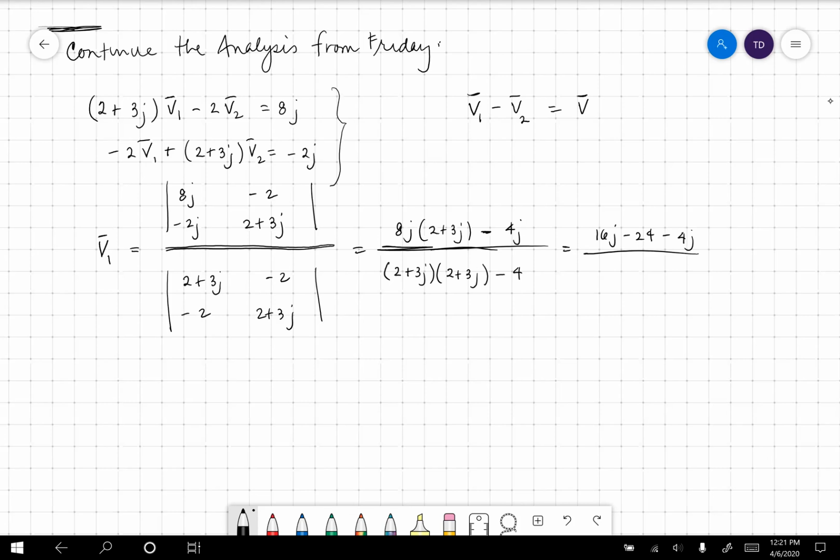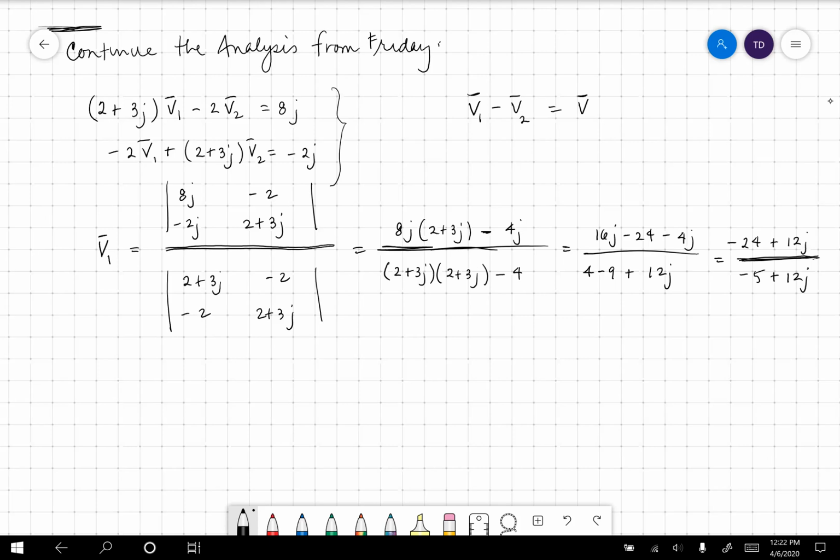In the numerator, in the denominator, I have a 4 for the real parts, and then I have minus 9. Minus 9 comes from the 3j times the 3j. And then I have 2 times 3j, and then 2 times 3j, so I double that, and I'm going to end up with 12j plus 12j. A little cleanup now, just writing it in the correct order: minus 24 plus 12j divided by minus 5 plus 12j.